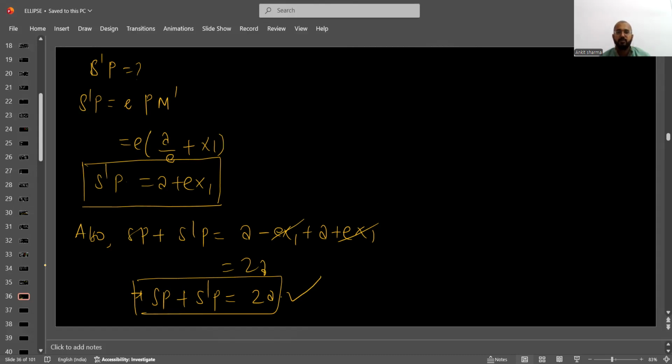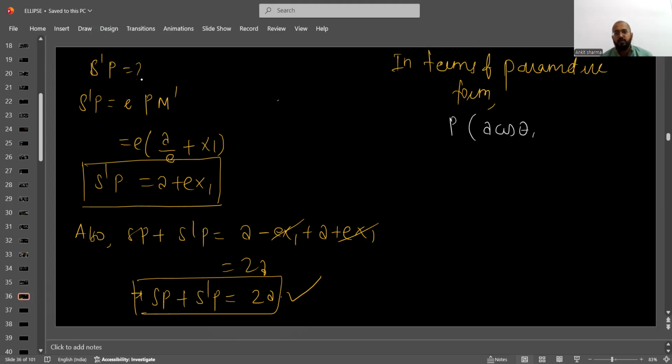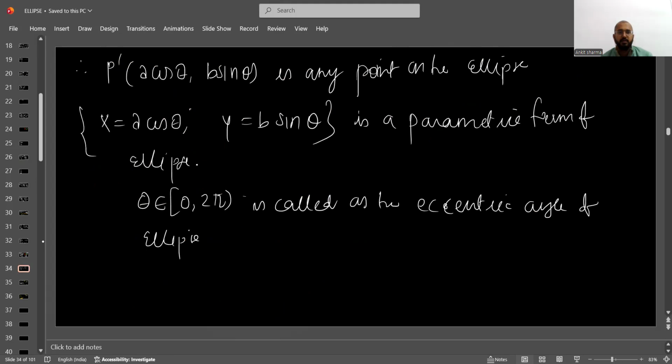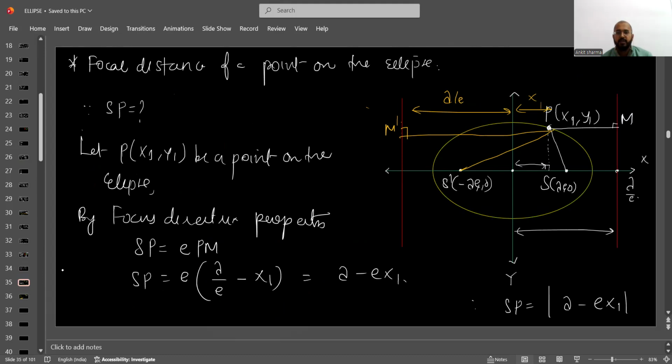Now in terms of parametric form also we can write it down. So in terms of parametric form, my point P is A cos theta, comma, B sin theta. So we know from here the parameter, A cos theta, comma, B sin theta is any point on the ellipse. So if I take this point to be A cos theta, comma, B sin theta, I found the distance here. So A minus E into x1 is going to be A minus E into A cos theta.